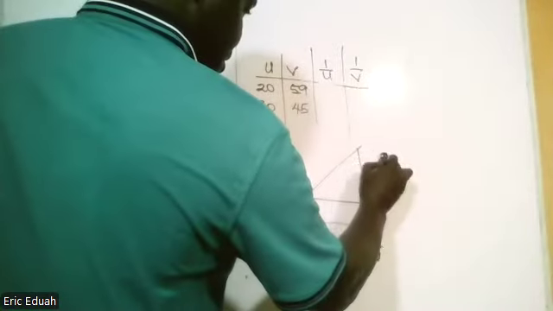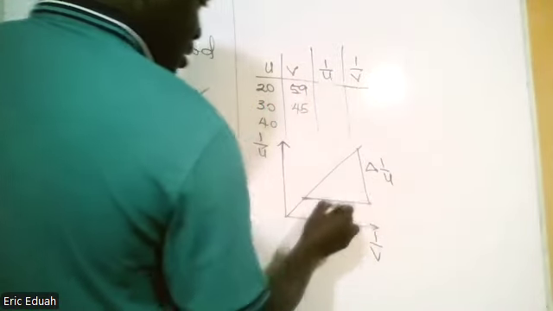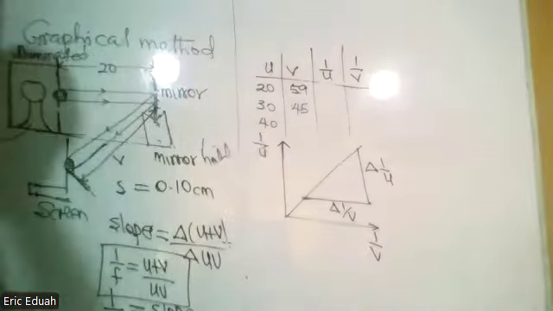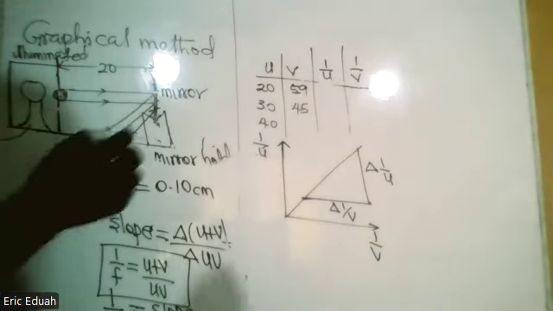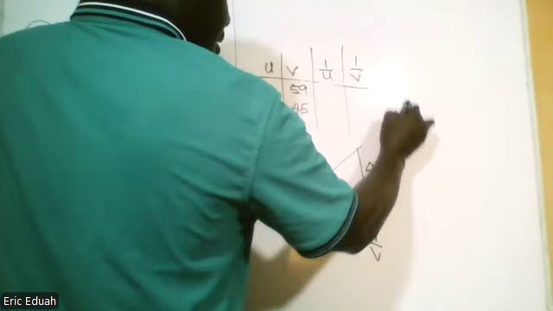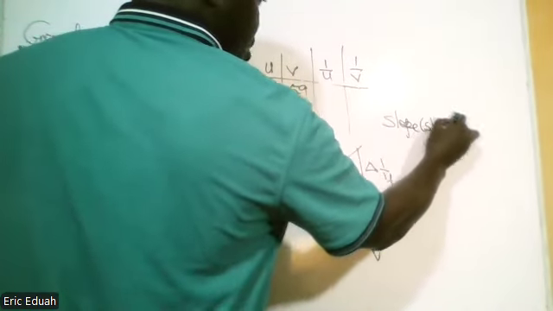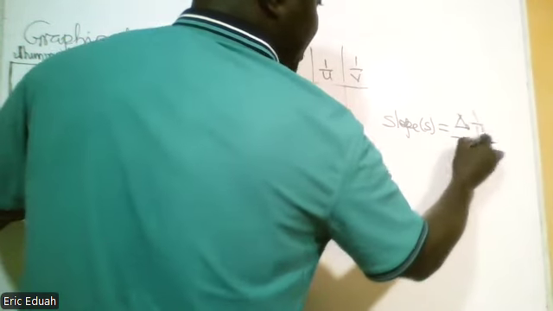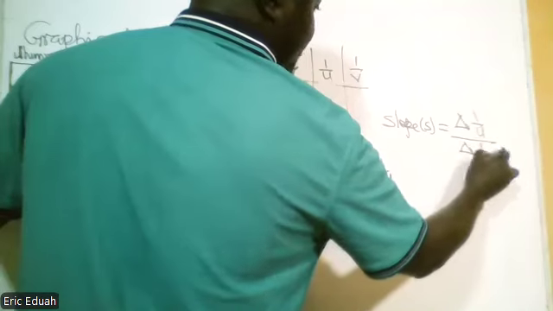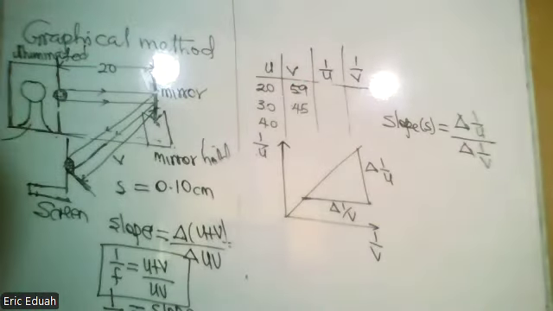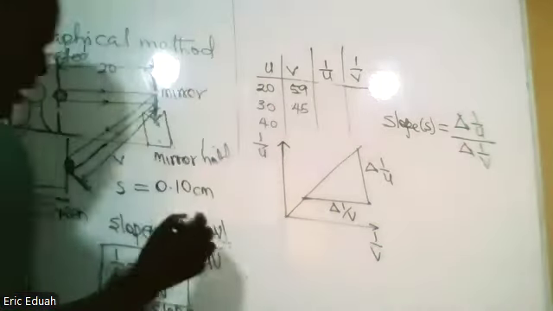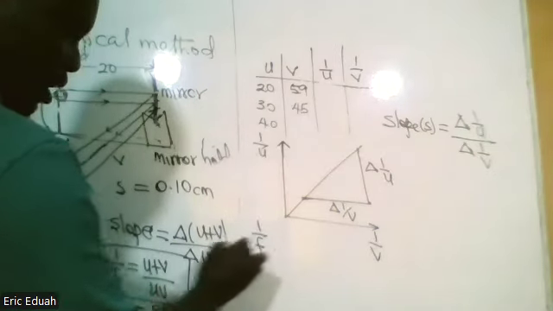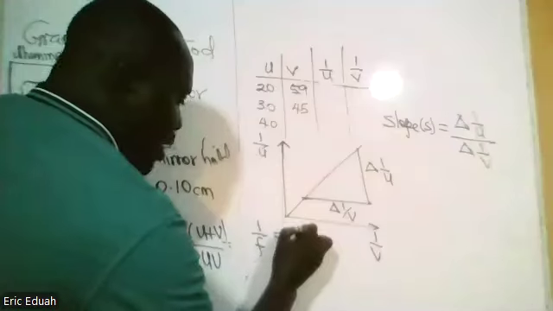So change in 1 on u, change in 1 on v. So the slope S is equal to delta 1 on u over delta 1 on v. Now, using the mirror formula, 1 on f is equal to 1 on u.